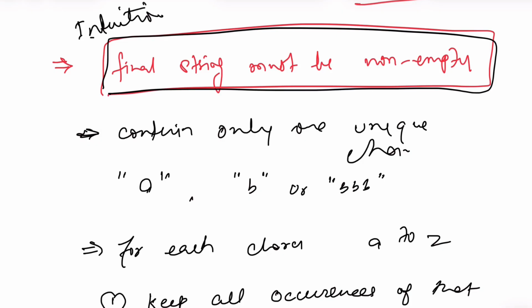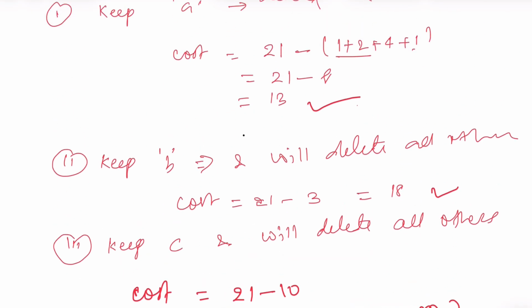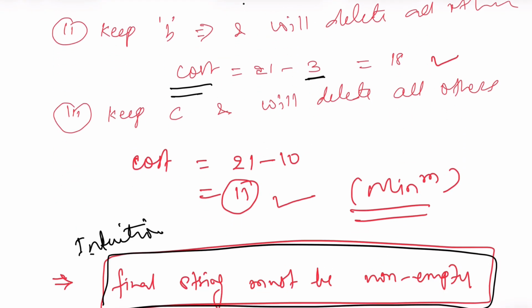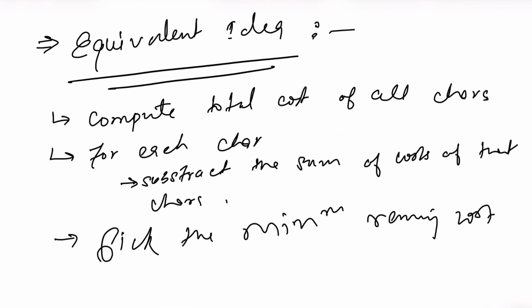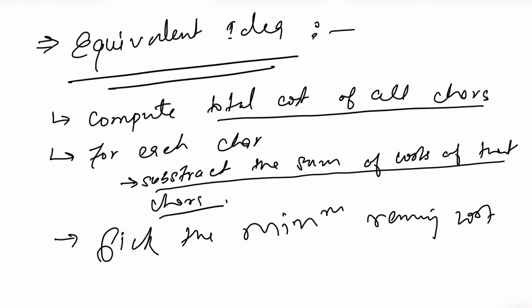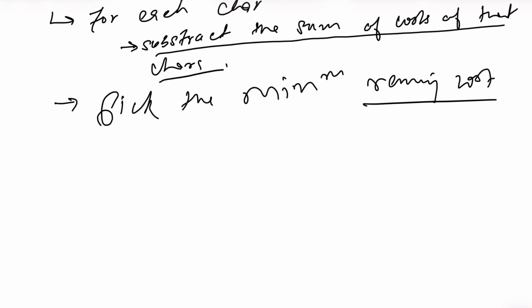Very first I want to keep, let's suppose A. So we have deleted only where we have found A. Then we have got the cost for B, so we have only deleted 3. Then we have removed only for C, and we got the minimum one, right? This is what I'm trying to explain here, that very first we'll compute the total cost of all the characters, and for each character we'll subtract the sum of the cost of that character only, and we'll pick the minimum remaining cost, right? Now it's time to understand the code, guys.